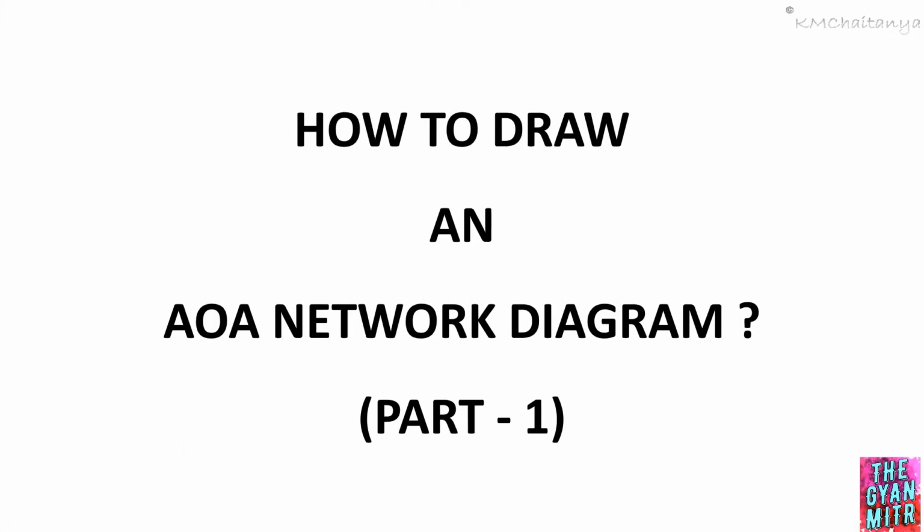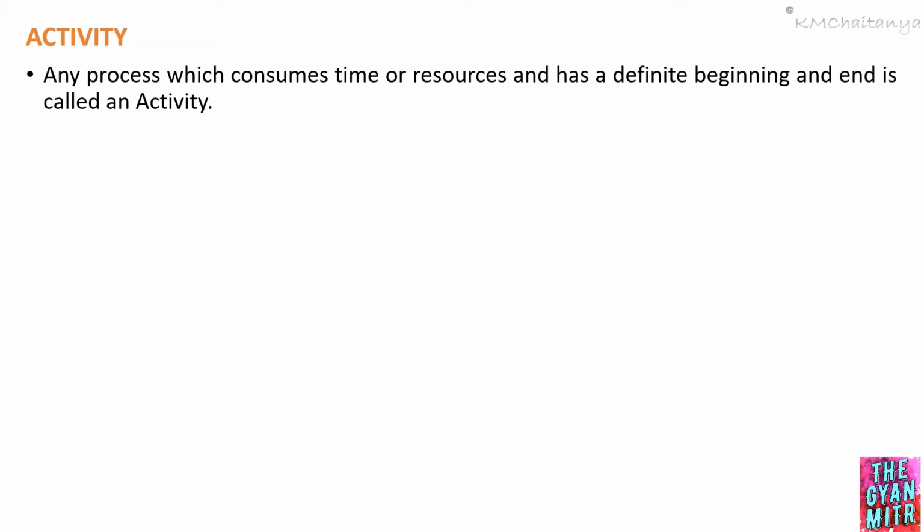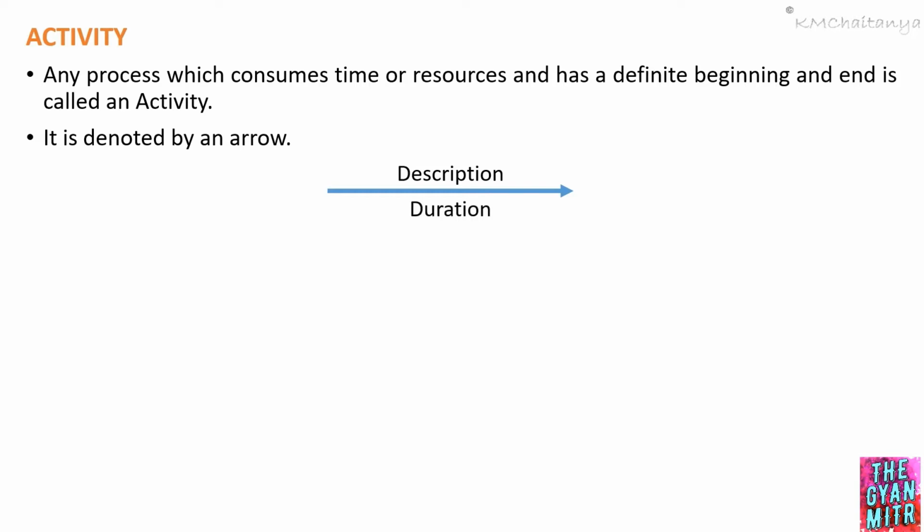How to draw an activity on arrow network diagram. Activity: any process which consumes time or resource and has a definite beginning and end is called an activity. An activity is denoted by an arrow. The description of the activity will be represented on the top of the arrow, and the duration of the activity will be represented at the bottom of the arrow.